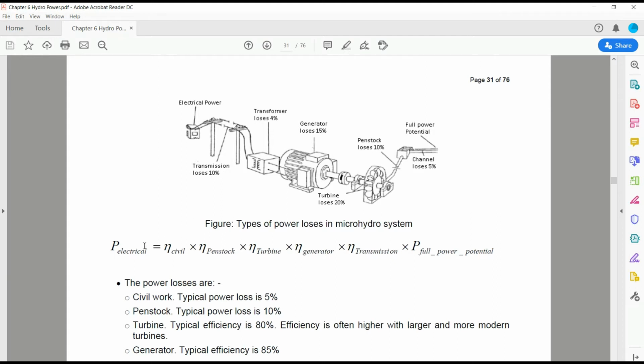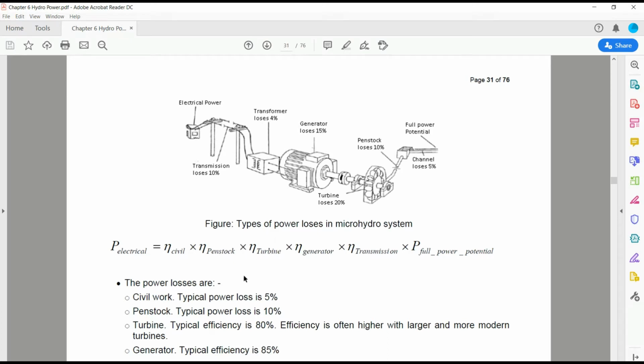So P electrical equals to the efficiency of the civil work, which comes from the channel. So this is the civil work. 5% losses, so 0.95. Another loss from the penstock, which is 10%. So 10% losses means the efficiency of the penstock becomes 0.9.